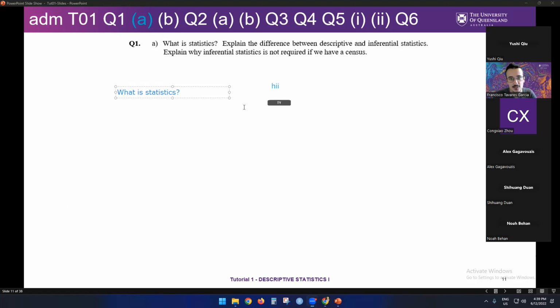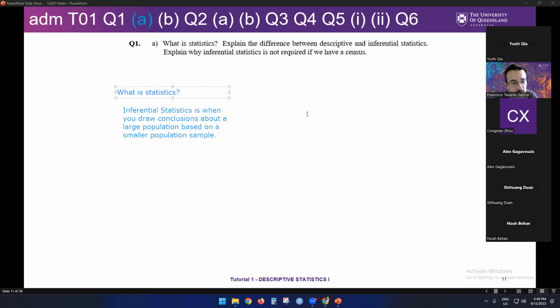Amazing. I can see the type could write hi. That's great. I haven't received anything on chat yet. So anybody wants to try to explain what statistics is? Hey, Francisco. Hey, Noah, how are you? Yeah, good, thank you. Oh, there we go. Looks like they already popped it in. Amazing, yeah. Beat me to it.